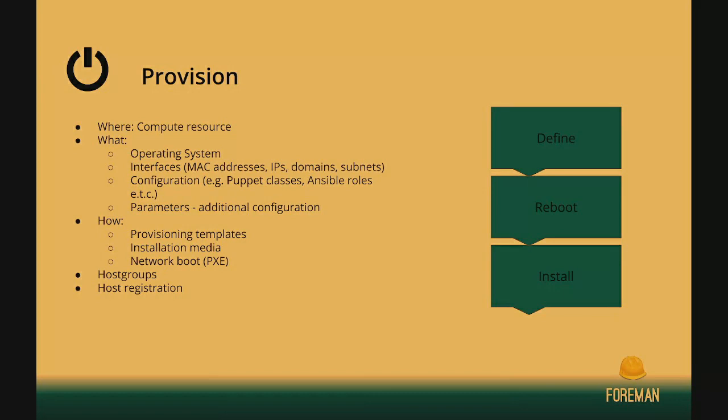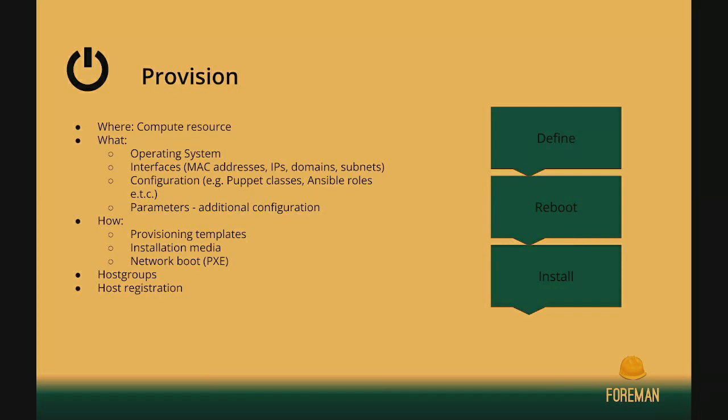And the third thing that you want to specify is how you want to provision it. So you have provisioning templates, which are basically templates for files that are used by the provisioning systems, like Anaconda, where you have the kickstart files, and other things like that for different operating systems. You have to specify the installation media, where the operating system will come from, and you have to specify the network boot environment like PXE or whatever you are using.